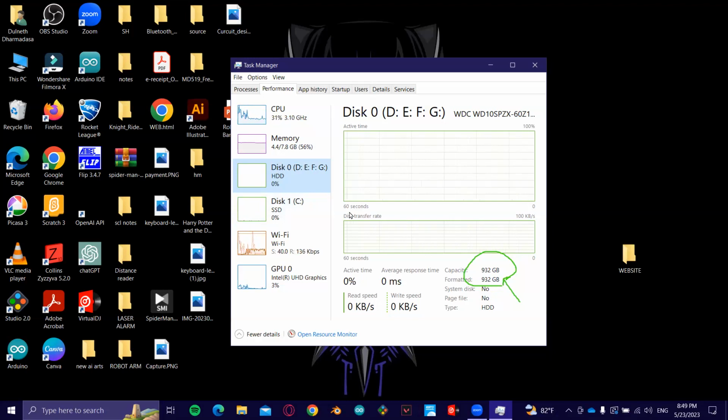Okay, so on your computer we can see cache, we can see random access memory, and then you can see the hard disk capacities also.